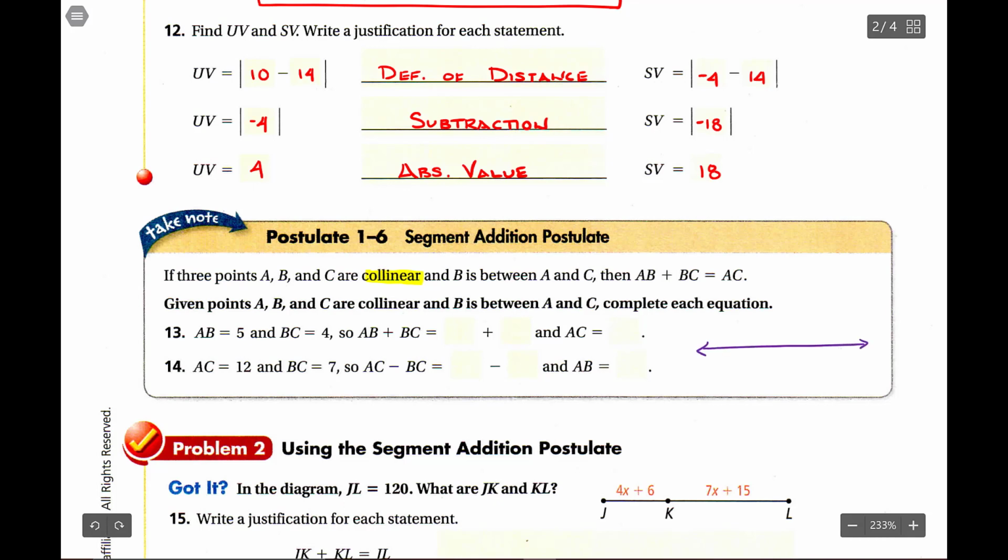We have this line, and we have the point A, the point B, and the point C. So all the criteria are met. A, B, and C are collinear. B is between A and C. And the segment addition postulate just states that if we add AB plus BC, it equals AC.